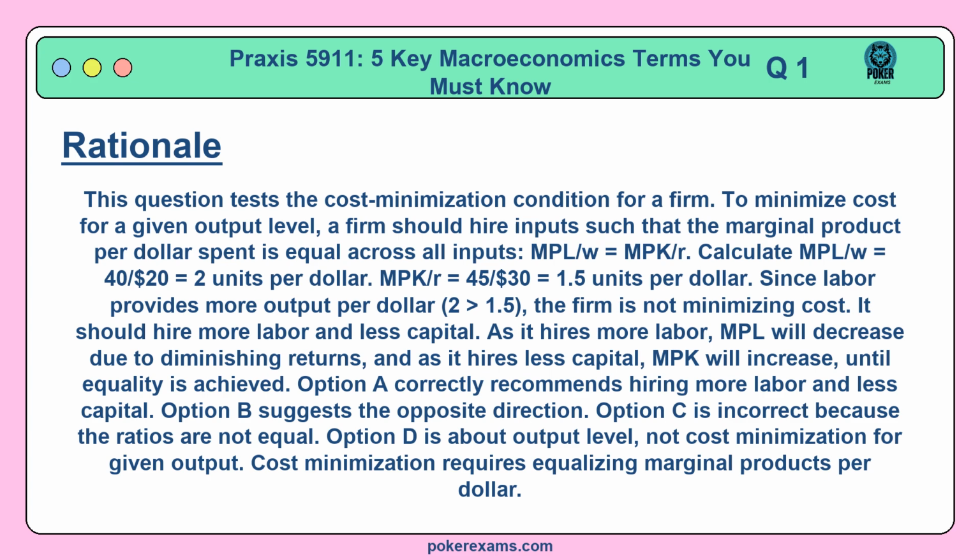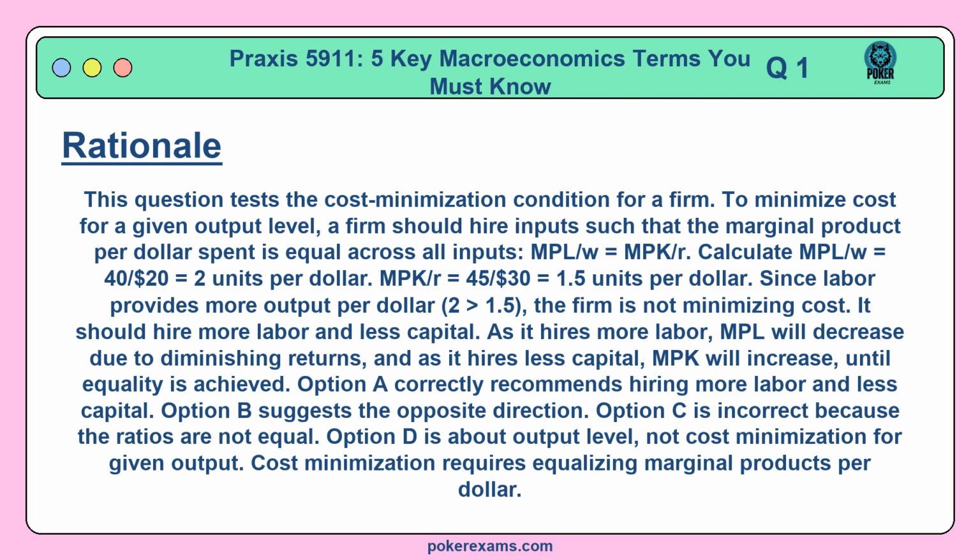Since labor provides more output per dollar, 2 greater than 1.5, the firm is not minimizing cost. It should hire more labor and less capital. As it hires more labor, MPL will decrease due to diminishing returns, and as it hires less capital, MPK will increase, until equality is achieved. Option A correctly recommends hiring more labor and less capital.